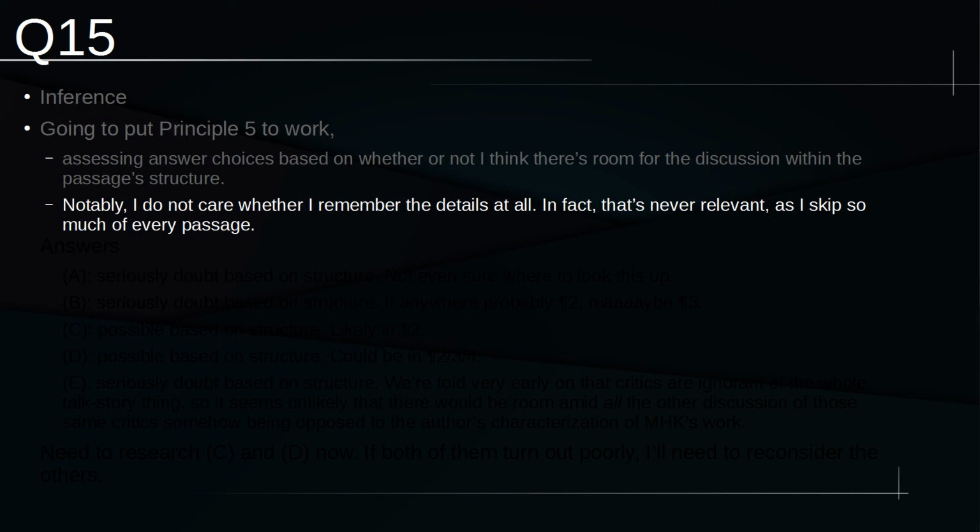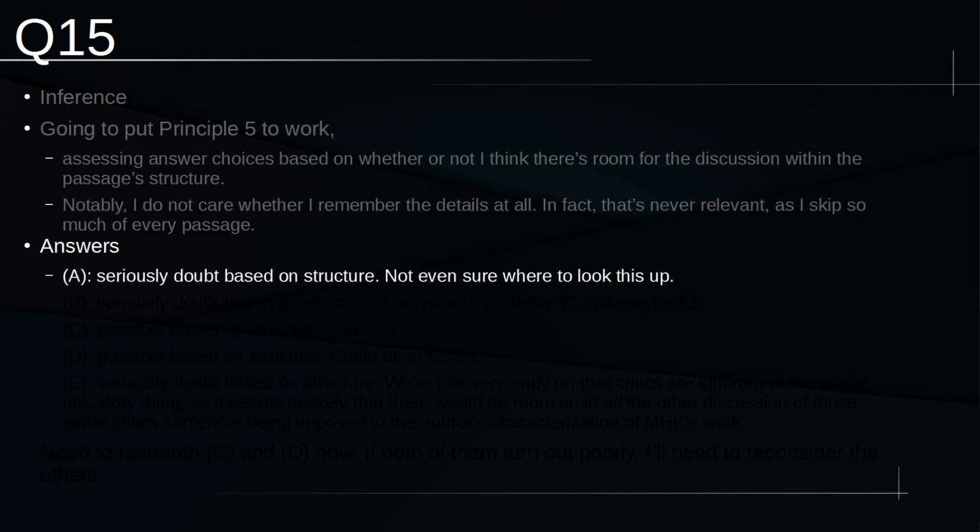And notably, I do not care whether I remember the details invoked by the answer choice or not. In fact, that's never really relevant for me because I skip so much of every passage. But of course, I will end up rereading some of it here, or going back and reading the stuff that I had skipped the first time. So I will be addressing the text much more closely moving forward, but initially, that's not really going to be my concern. So answer choices, starting with A.